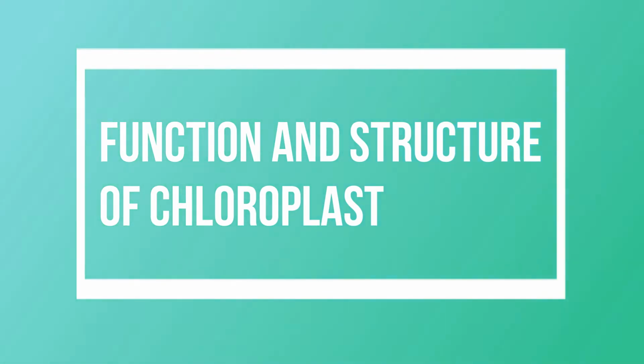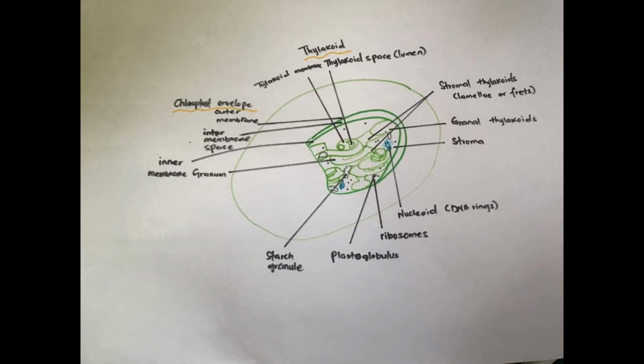Next is the function and structure of chloroplasts. First, I would like to talk about the structure, which has three main components: the envelope, stroma, and thylakoids. First, the envelope. The entire chloroplast is bounded by an envelope made of a double unit membrane. Across this double membrane envelope, exchange of molecules between the chloroplast and cytosol occurs.